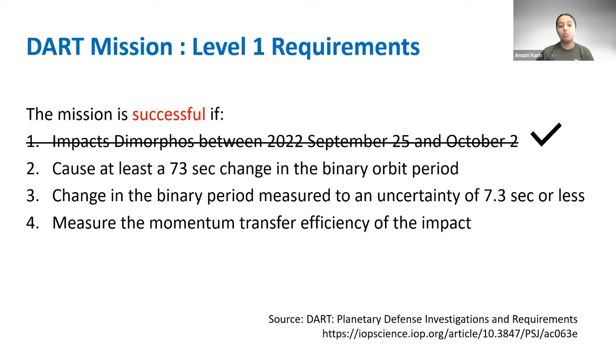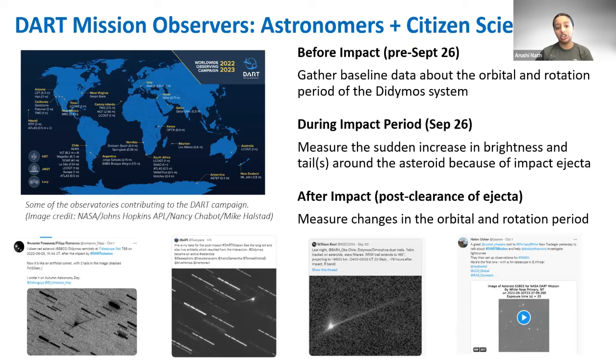The next part of the mission was to see if the orbital period of the system actually got changed. And actually, just a couple of days ago, NASA released information saying that the orbital period was changed by 32 minutes, which is over 25 times expected. There's also more analysis to be done, and lots of astronomers are actually right now doing analysis on this system.